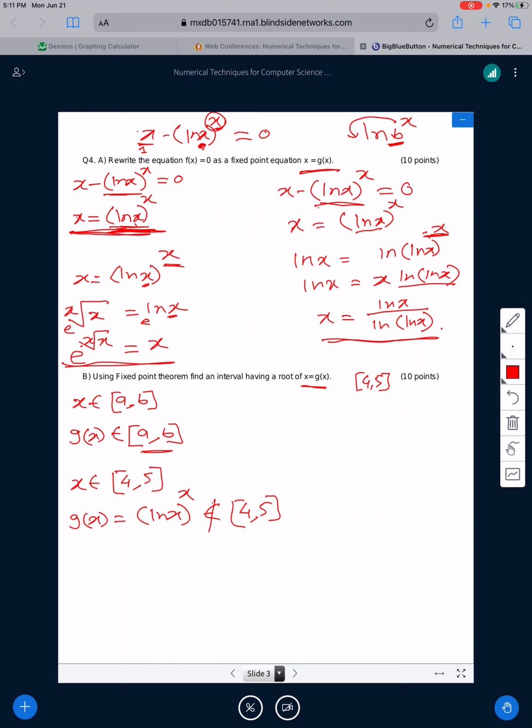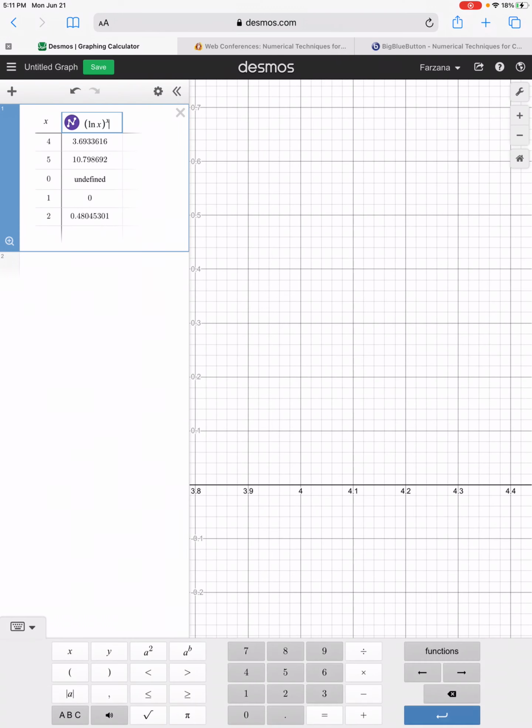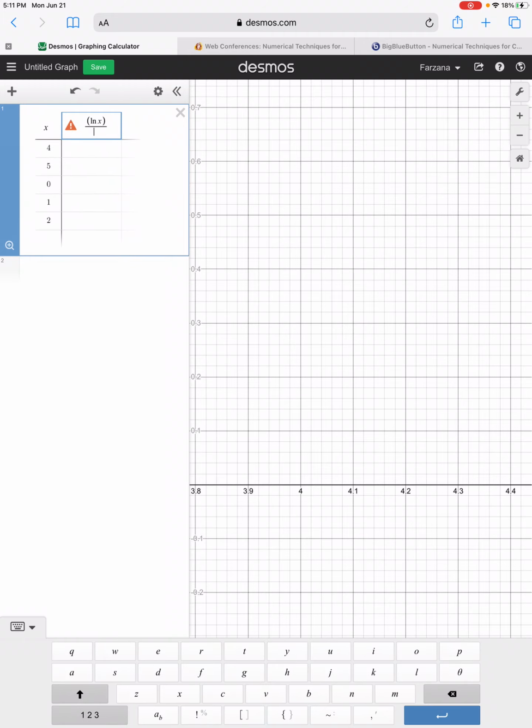If x belongs to 4 to 5, then g of x is equal to ln x divided by ln of ln x. Let us see if this one belongs to 4 to 5 or not. Okay, ln x divided by ln of ln x, right?